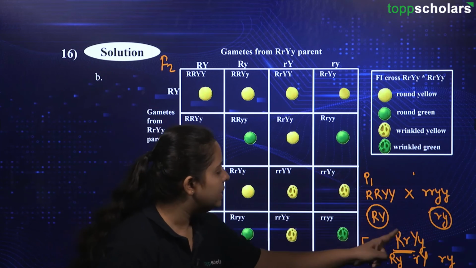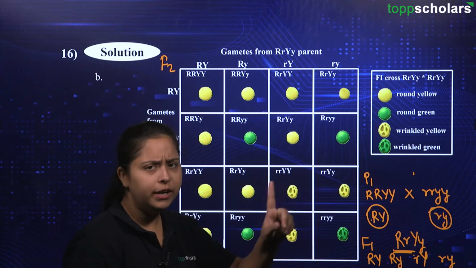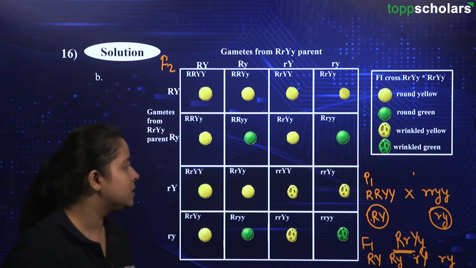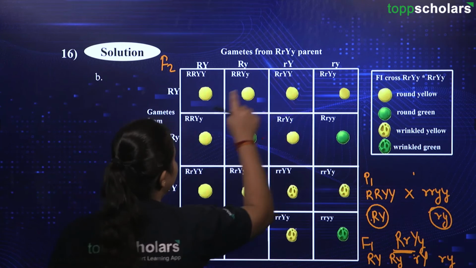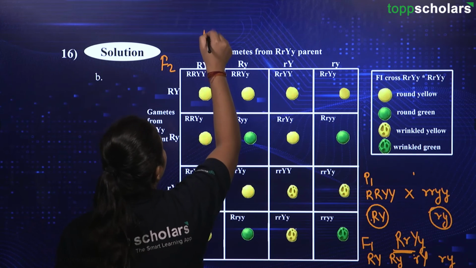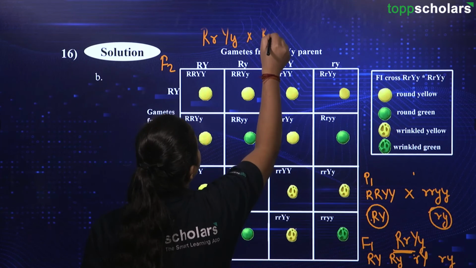This is also round yellow, this is also round yellow. This is producing only one kind of gamete, hence we have only written it once. But here we have 4 kinds of gametes that are being produced, so here we have just written that only. Since we are undergoing the selfing of F1 generation, what are we doing? We are crossing this with this only.